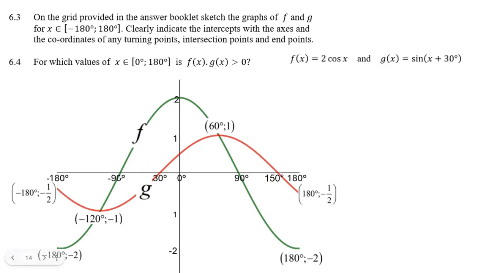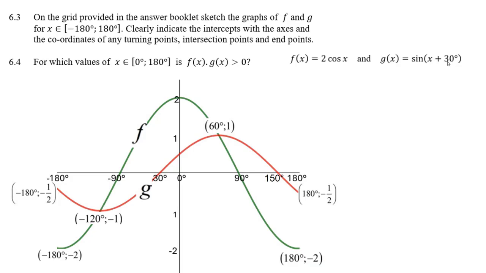Instead of minus 90 and minus 1, which a normal sine graph would go through, you go 30 to the left and you get minus 120 and minus 1. And then you've got to check the endpoints. Just put negative 180 and 180 in here. 180 plus 30 is 210.